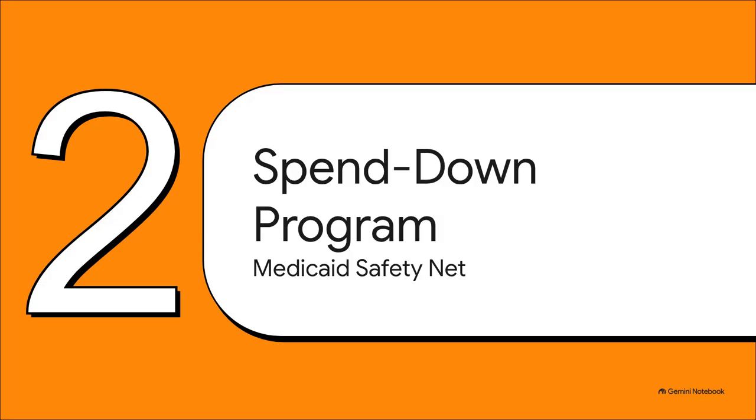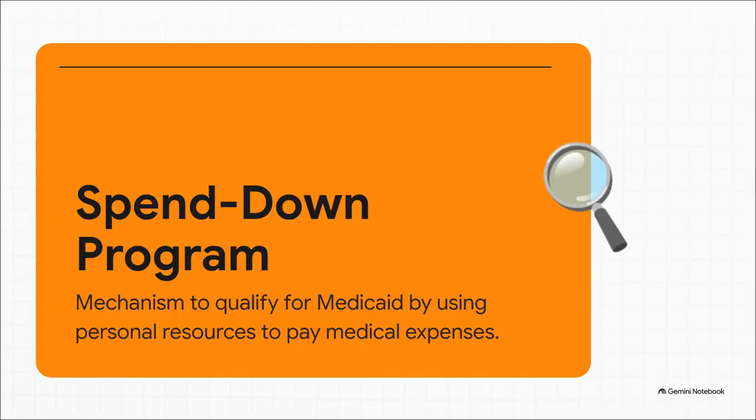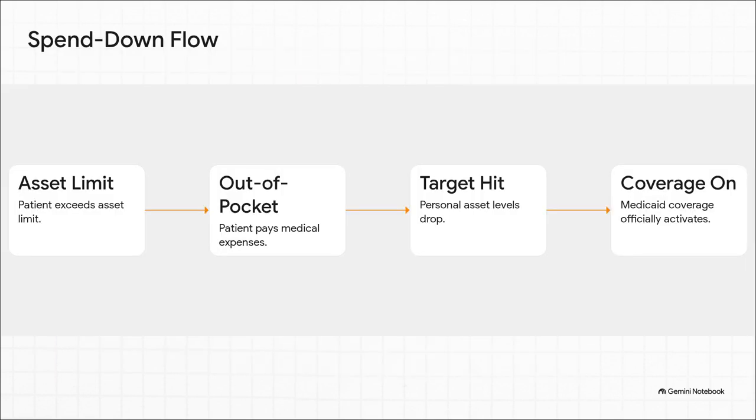Moving on to Section 2, the Medicaid Spend-Down Program. Now, you might be wondering, what on earth happens if a patient meets those categorical requirements we just talked about, but their financial assets are just a little bit too high? Well, enter the spend-down program. Think of this as a vital financial safety net. It allows individuals to still qualify for coverage by essentially spending down their excess wealth on out-of-pocket healthcare until they hit the required threshold. Let's walk through the exact flow of how this works in practice.